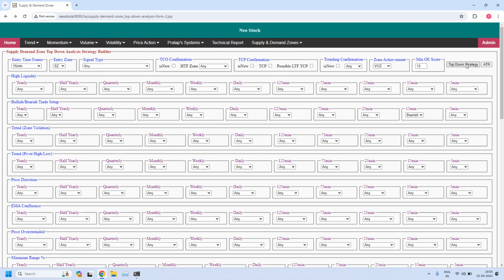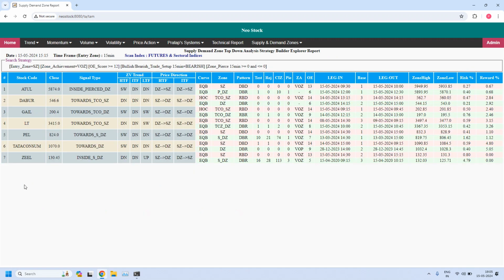So now I am filtering the stocks. So 7 stocks are filtered. These 7 stocks are supporting bearish trade setup for a daily income trade. For daily income trade, your entry time frame is 15 minutes.